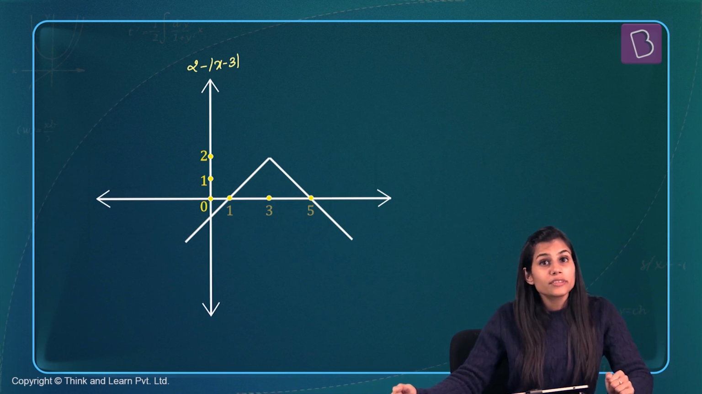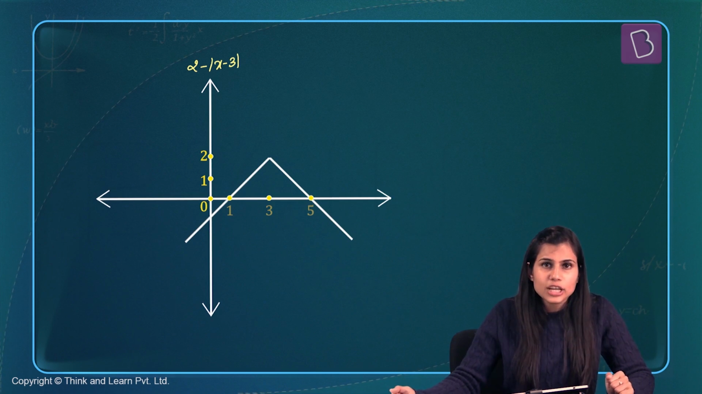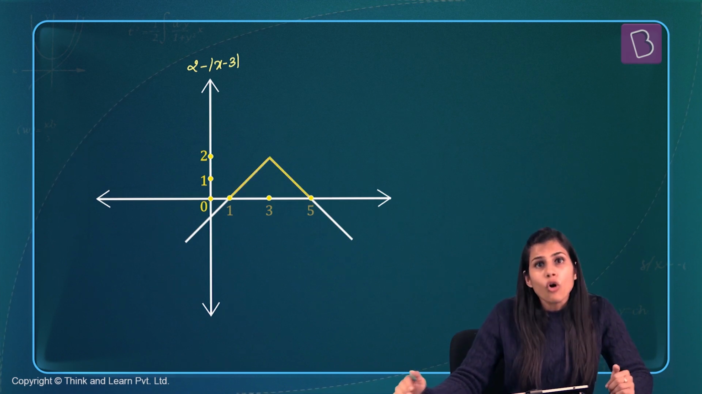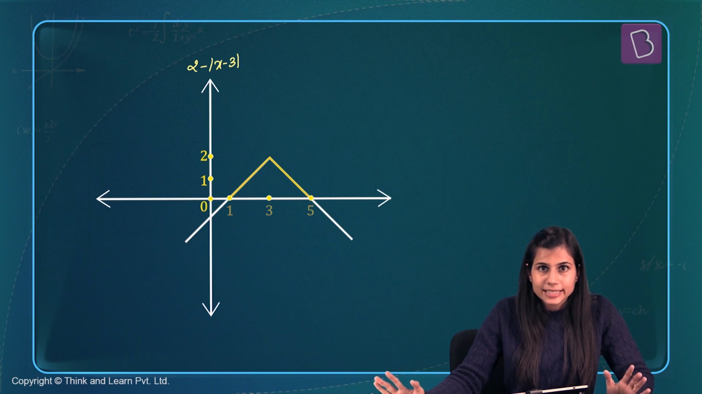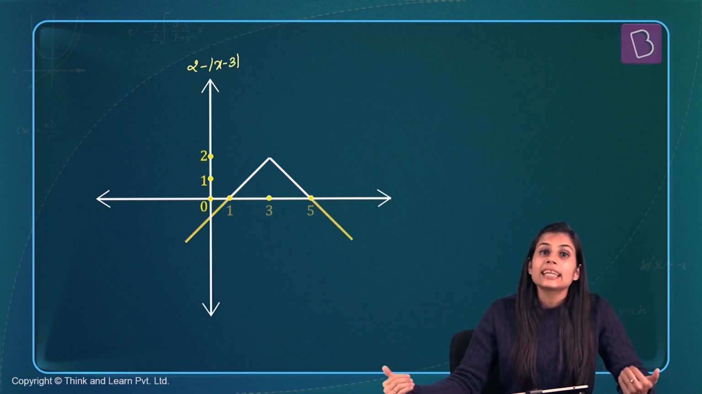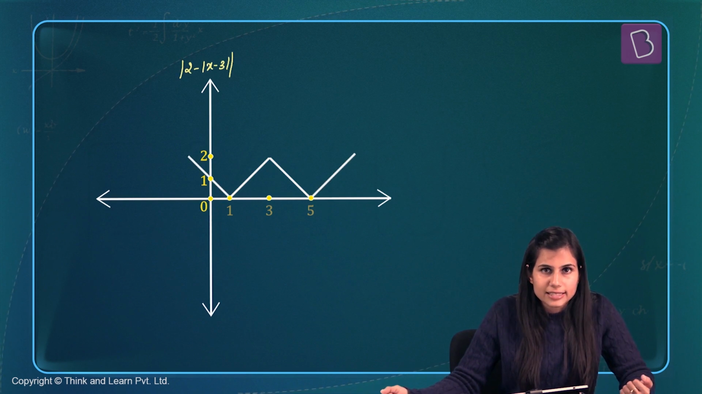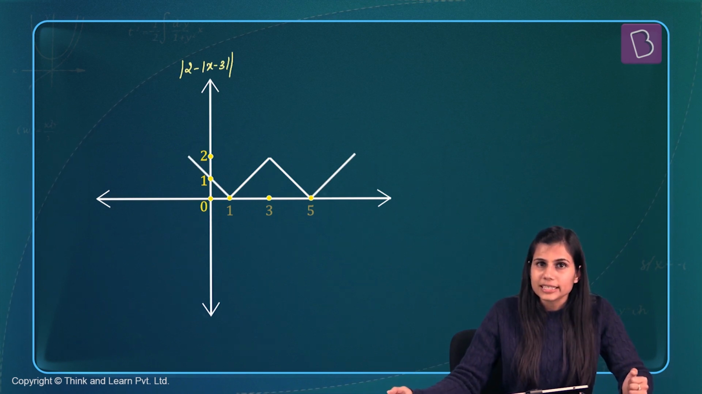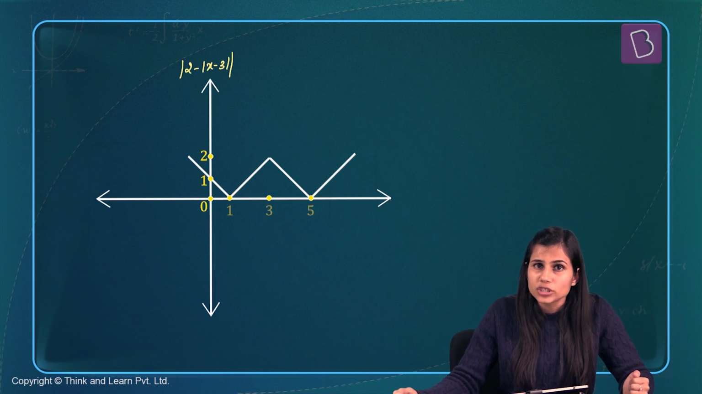And now I want the graph of modulus of this. So whatever portion is sitting on or above the x-axis remains intact. The portion which is sitting below the x-axis is inverted with respect to the x-axis, right? And this is what you get. This is your final graph of the function f.